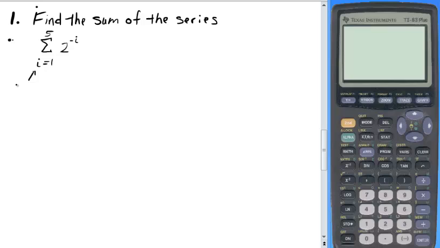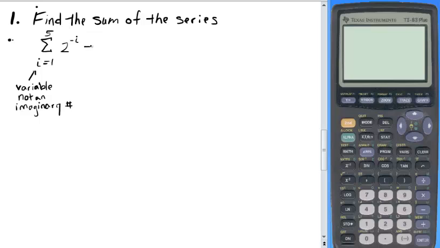So let's take an example. I want you to find the sum of this series given to you in sigma notation. Now this time my index is i. It's really important that you note in this notation, i is simply representing a variable. It's not representing the imaginary numbers.